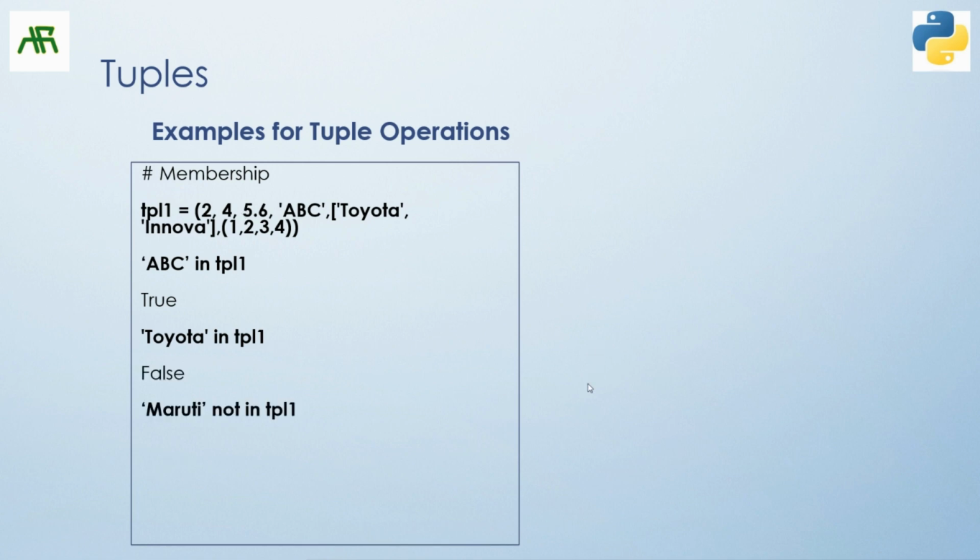And I'm going to check for Maruti not in this tuple. Since Maruti is not part of the tuple, I'm going to get true. And I'm going to check if 4 is not part of the tuple. Since 4 is an element of this tuple, I should be getting false.